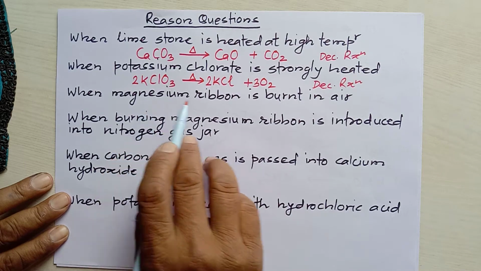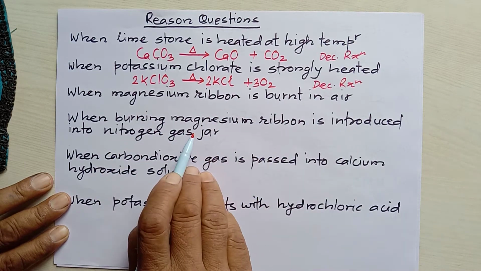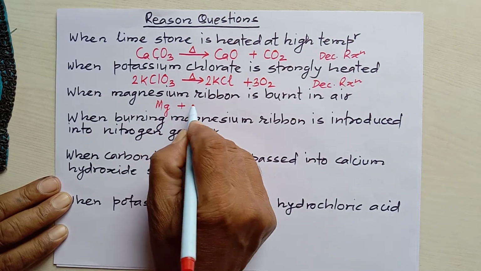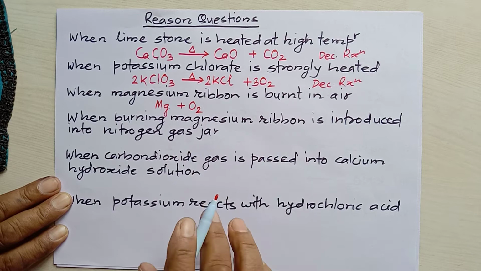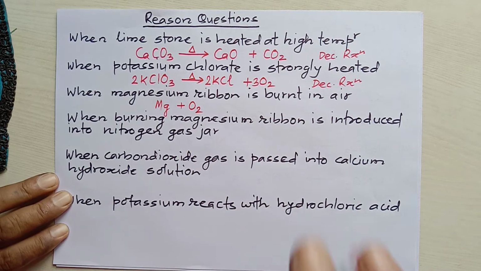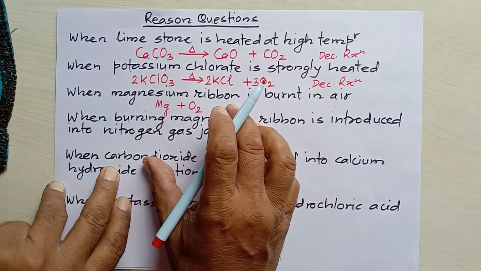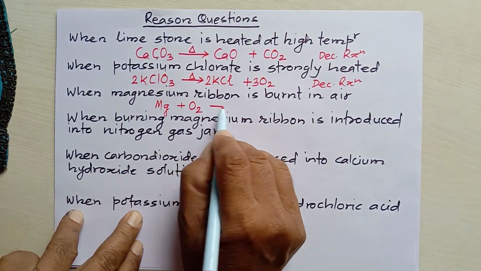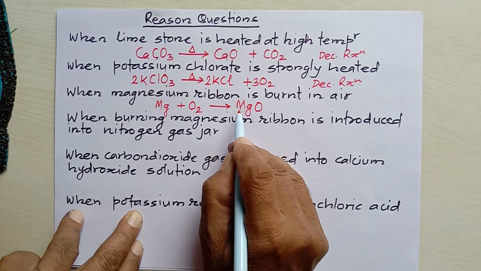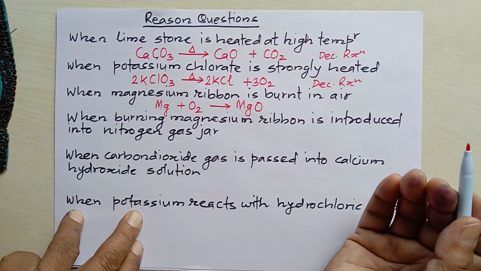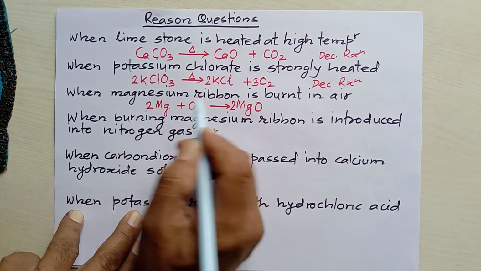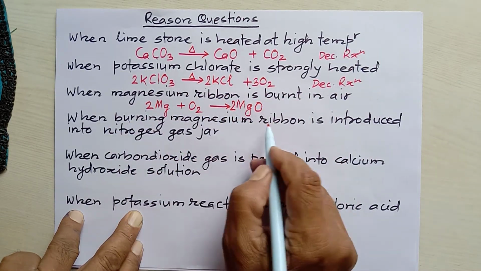Now another, when magnesium ribbon is burnt in air, magnesium is given. When burnt in air, it means what? It is reacting with atmospheric oxygen, because oxygen helps in burning. Without oxygen, nothing can burn. That's why magnesium reacts with oxygen, and they form what? Magnesium oxide. Magnesium valency 2, oxygen valency 2, equal valency, no exchange. We can balance this with oxygen 1, oxygen 2. If we take here 2, magnesium 2, 2. This is the balanced chemical equation.